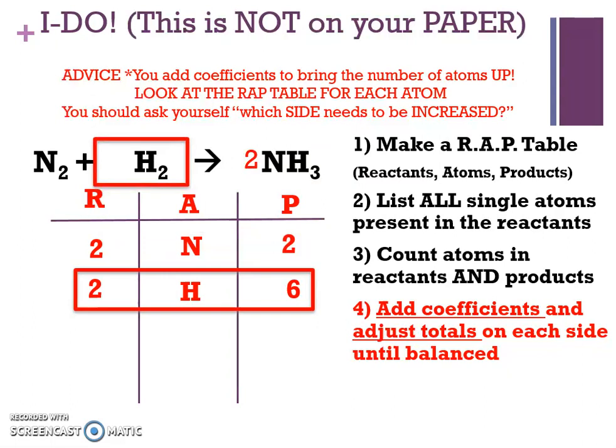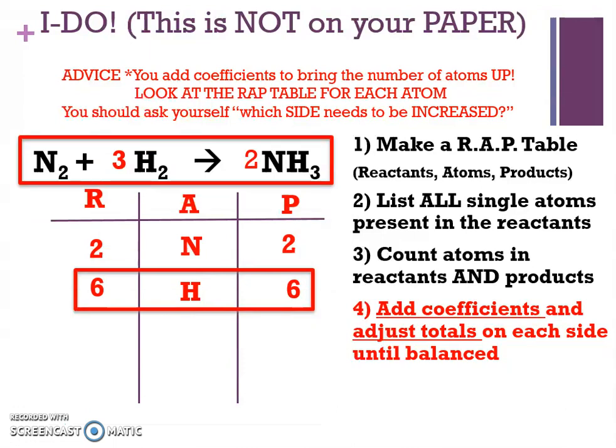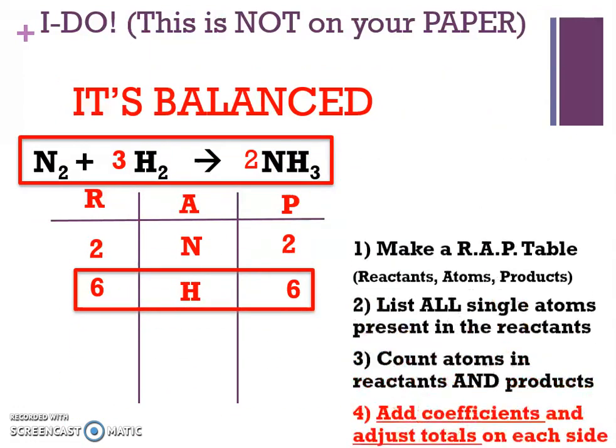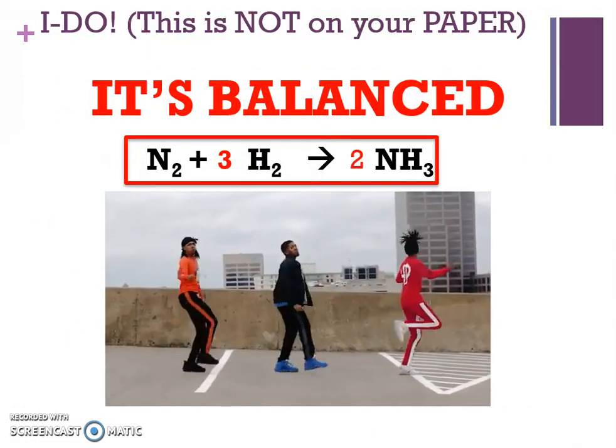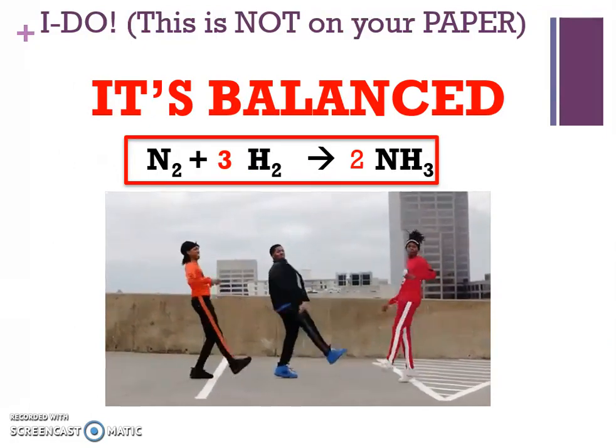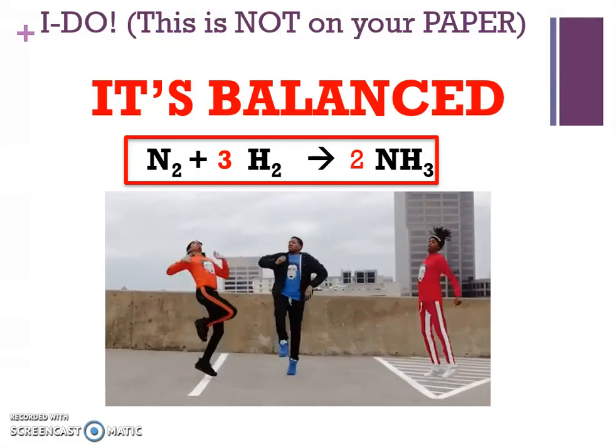Cool. Now we got to go to the left side and bring our hydrogens up to 6. What coefficient can I put in front of H2 to give me 6 hydrogens? Well, that would be a 3. So then we change our totals. 6. Is this balanced now? Yes, this is totally balanced. Yay! N2 plus 3H2 creates 2NH3.